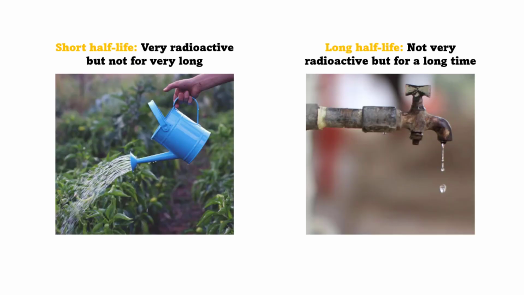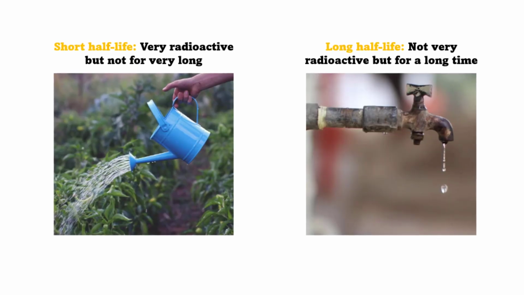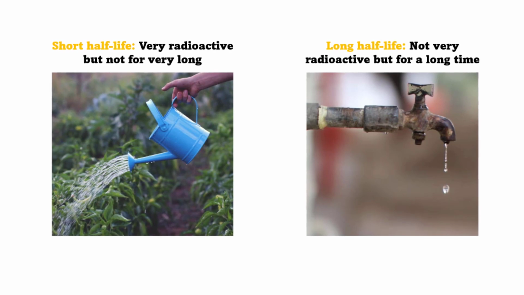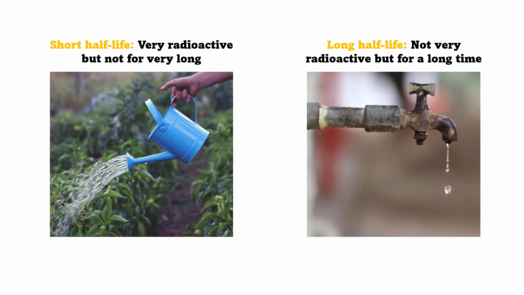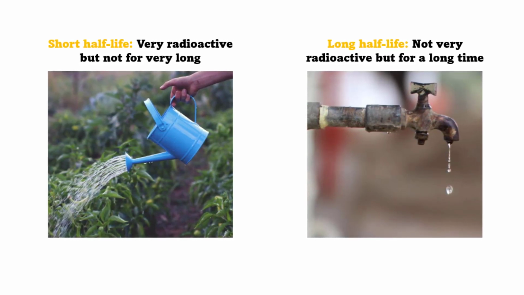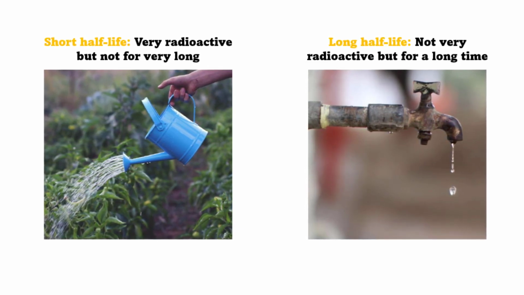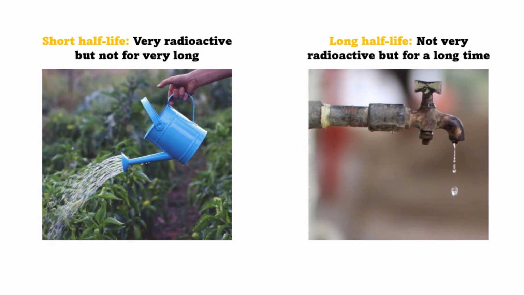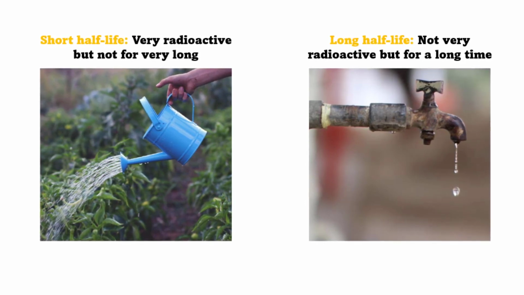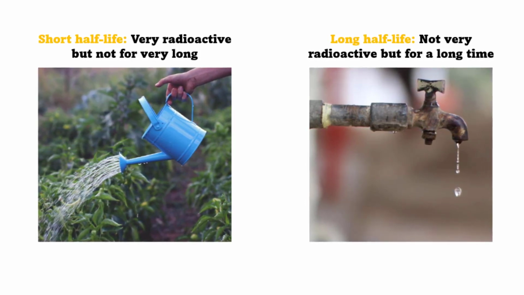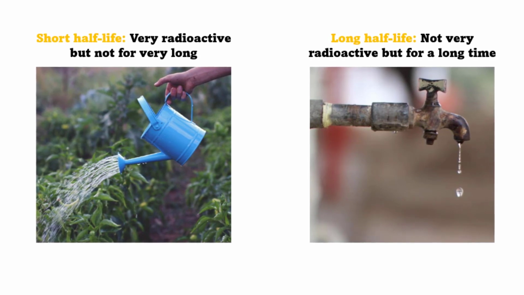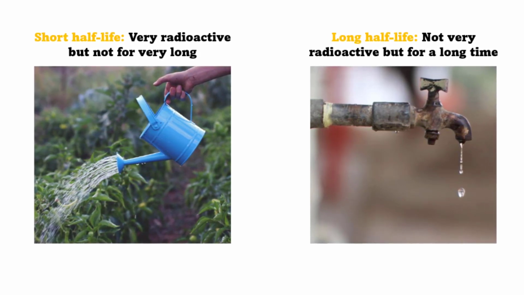If an isotope has what we call a short half-life, then it's very radioactive, but not for very long. If an isotope has a long half-life, then it's not very radioactive, but for a long time. It's impossible to be both very radioactive and to have a long half-life. So what is half-life?